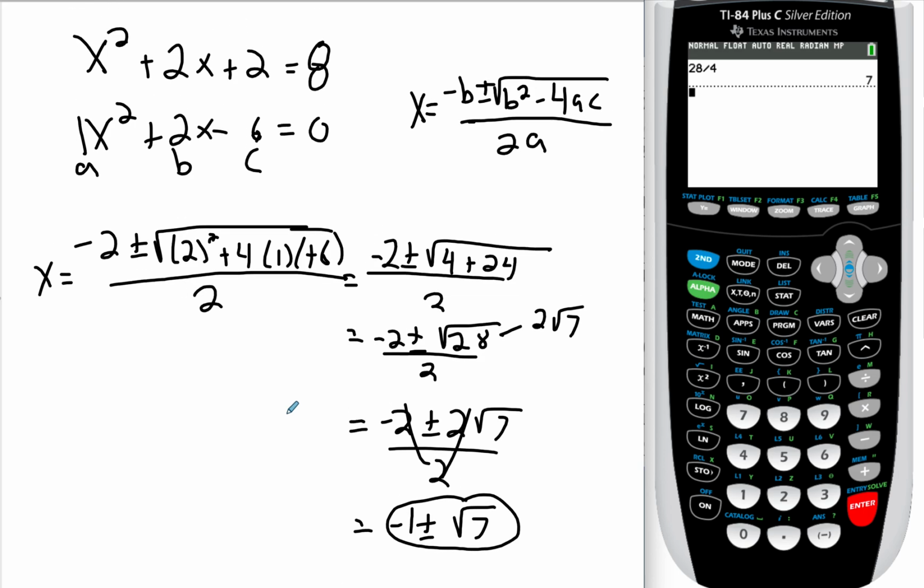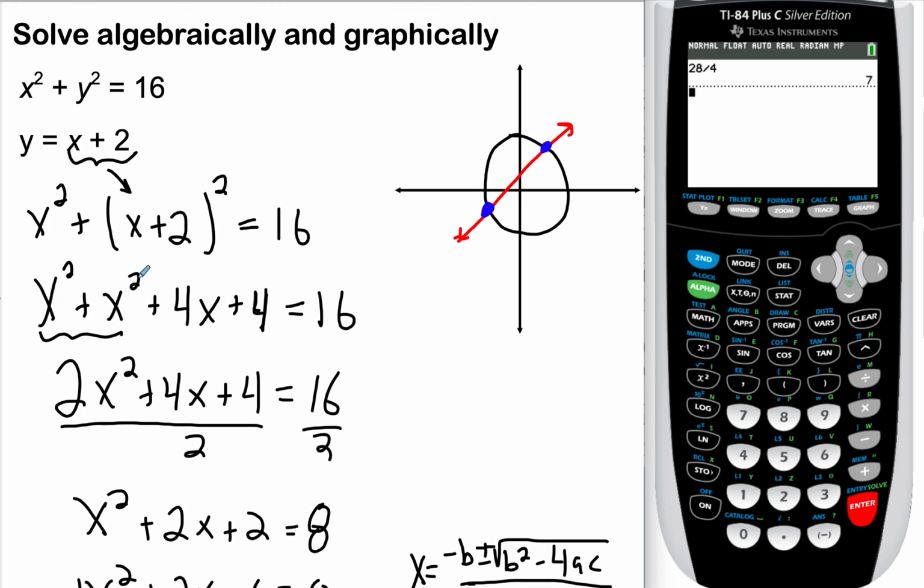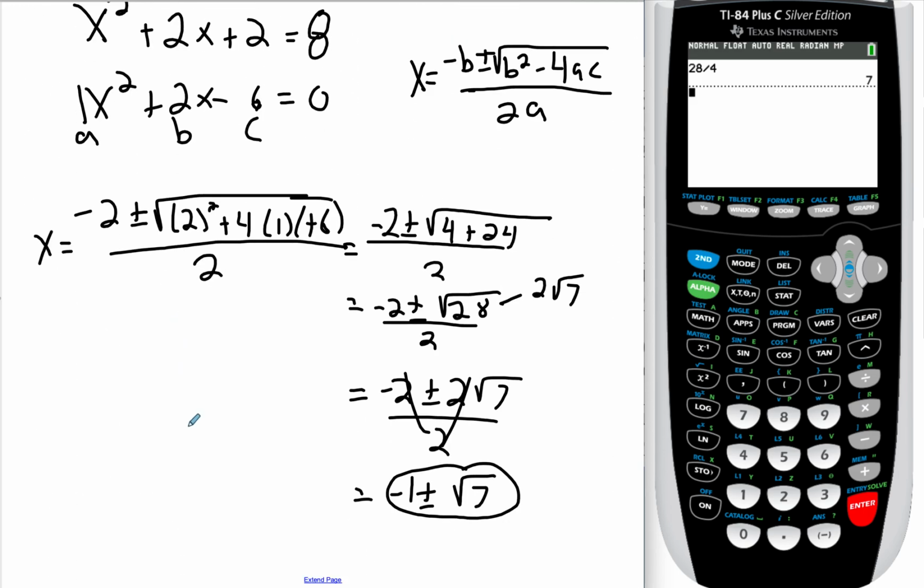So what does this mean? This means that I've now found my coordinates for x, and based on that, I now need to find y. So if x is equal to negative 1 plus root 7, well, I want to get specific here.